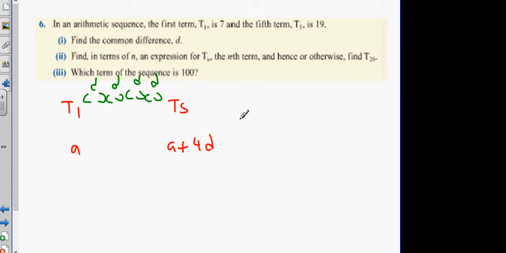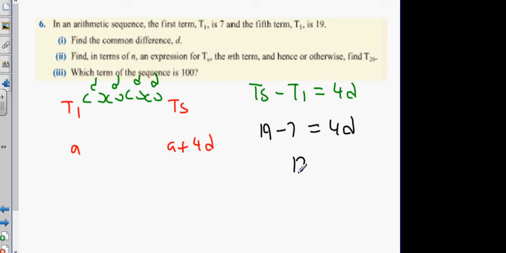So therefore T5 minus T1 is 4D. Therefore, 19 minus 7 equals 4D. 12 equals 4D. D therefore equals 3. Okay? Now, you're told that T1 is 7. Therefore, at the start of the question, you already know that A equals 7. So the answer to part 1 is D equals 3.